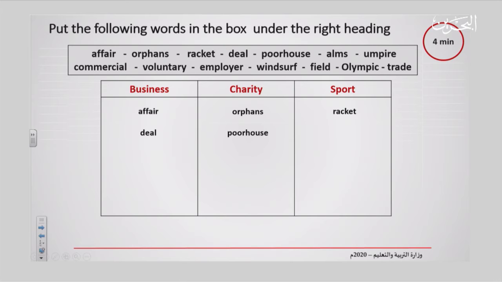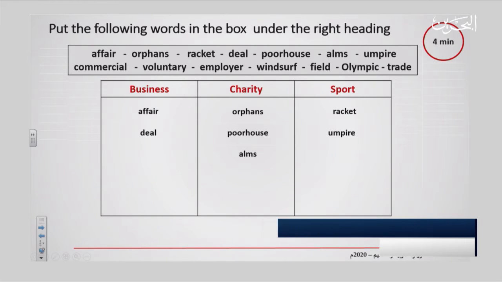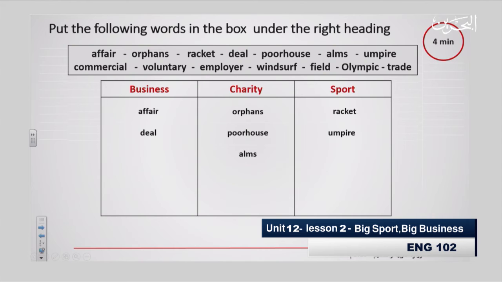For poorhouse, it goes under charity, because poor means that people don't have a lot of money or enough money. As for alms, it's the money that you provide for people who are in need, for people who lack or don't have enough money. So it goes under charity. Umpire goes under sports, and it means the person who sits to watch the game and decide whether the players are following the rules or not. So we can say that the umpire is like a judge in a sports game.